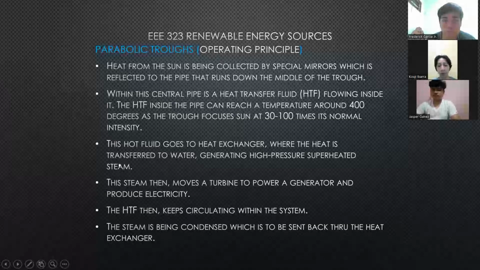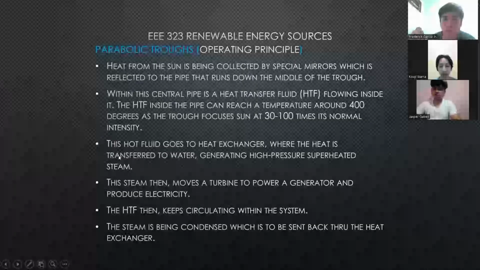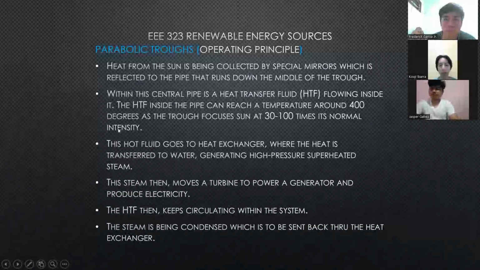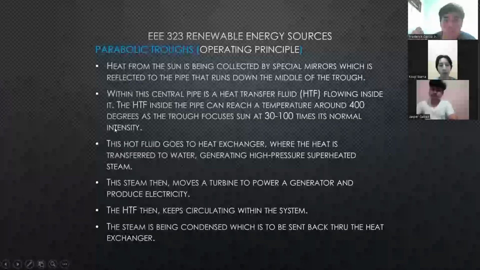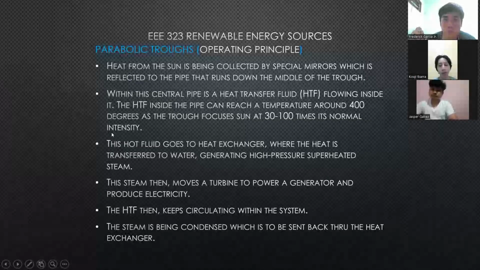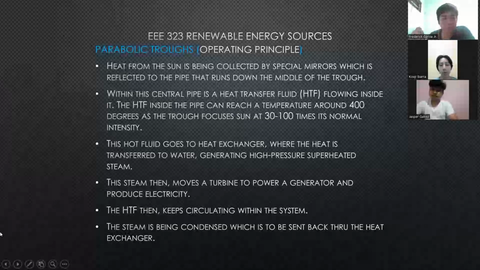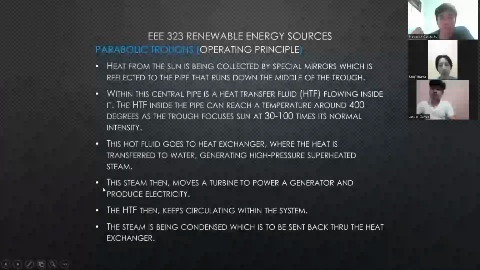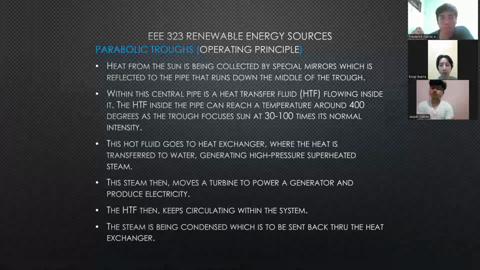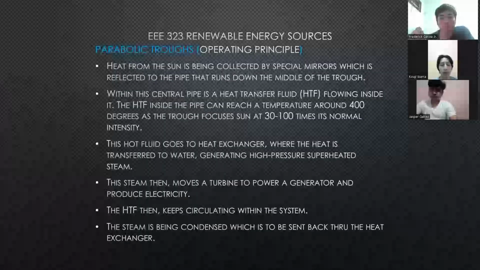So, parabolic troughs. Heat from the sun is being collected by special mirrors, which is reflected to the pipe that runs down the middle of the troughs. Within the center of the pipe is a heat transfer fluid flowing inside it. The HTF inside the pipe can reach a temperature around 400 degrees as the trough focuses the sun at 30 to 100 times its normal intensity.